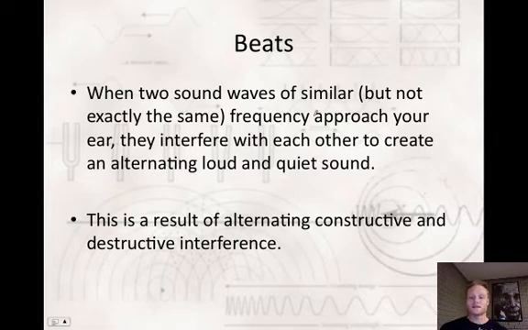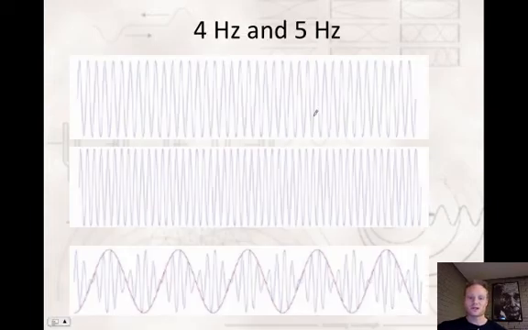Now, what are beats? Basically, when you have two sound waves of similar but not exactly the same frequency happening at the same time and they approach your ear, they interfere with each other to create an alternating loud and then quiet sound, and it sounds like a beat. This result of alternating constructive and destructive interference is what a beat actually is. And a picture's worth 1,000 words.